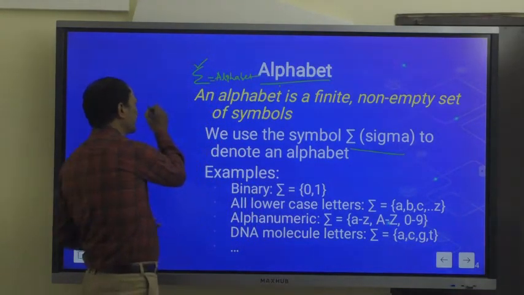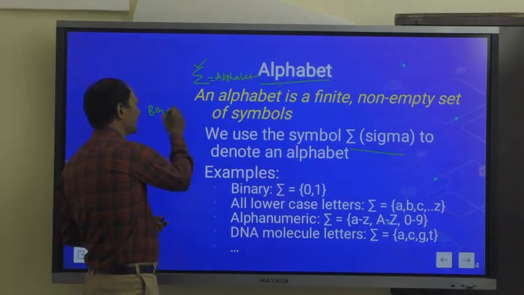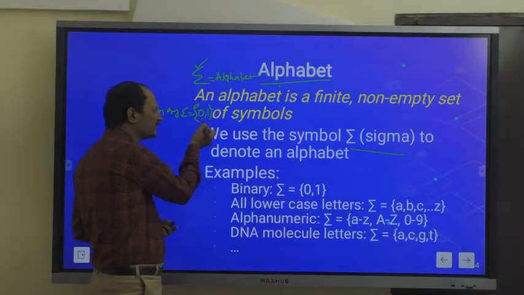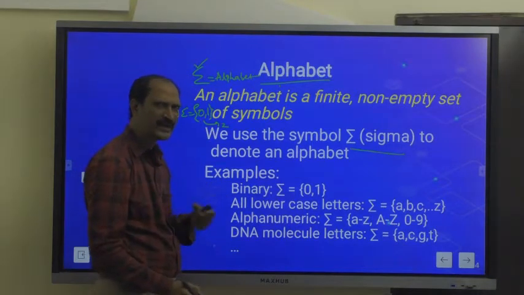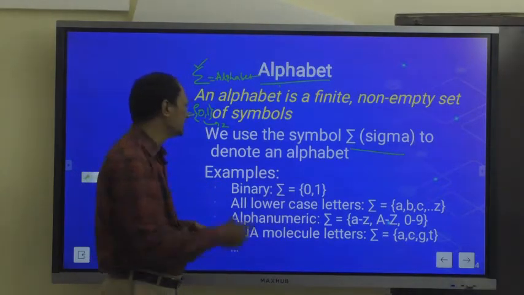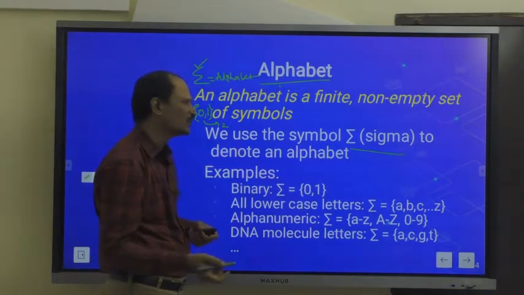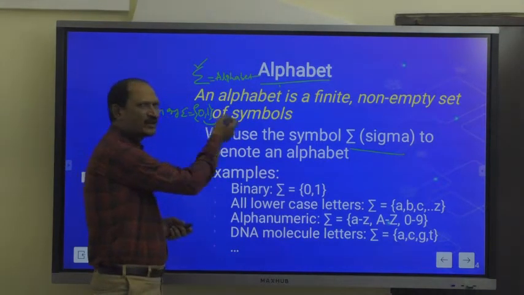So if it is a binary alphabet, then the symbols will be finite. Finite means what? How many symbols are there? 2. 2 means finite, and it is a non-empty set of symbols. This set is not empty. Why? Because it consists of 2 elements. So this is an example for binary alphabet.